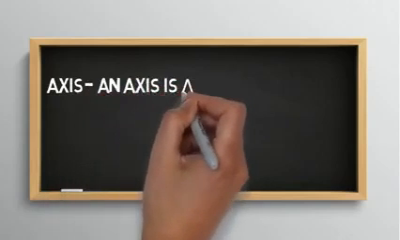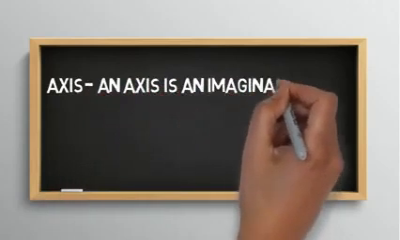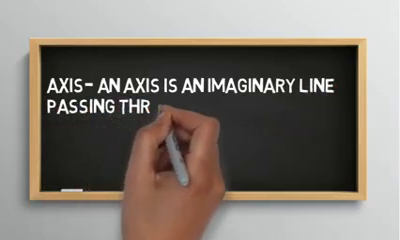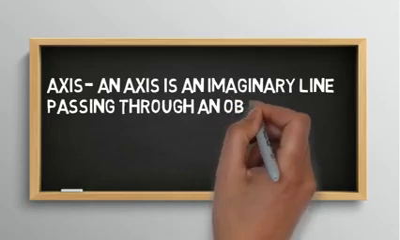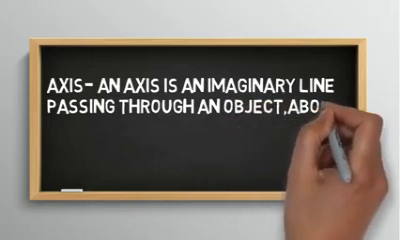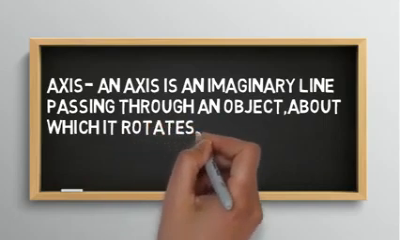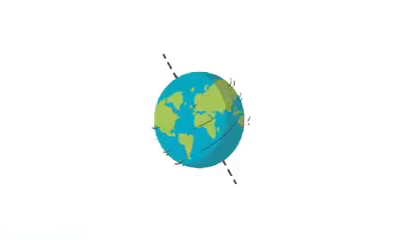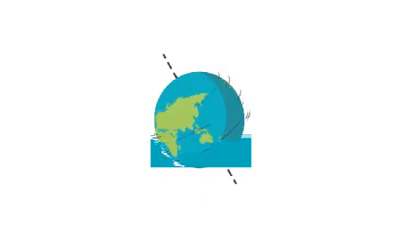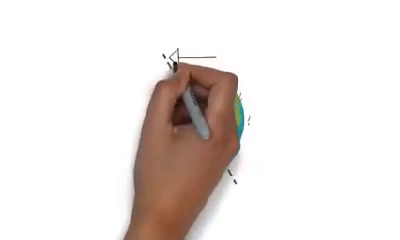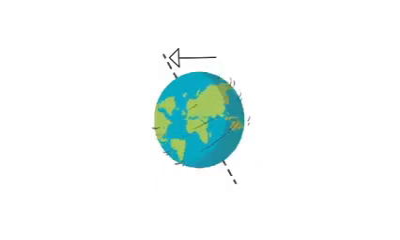Second, axis. An axis is an imaginary line passing through an object about which it rotates. In the image you can see that axis is passing through the earth on which it is rotating.